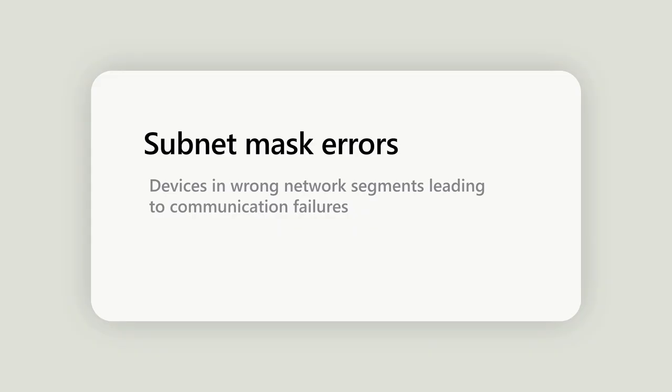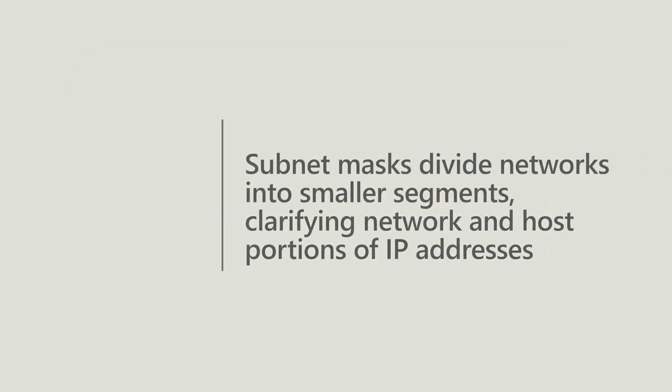Secondly, incorrect subnet masks can lead to devices being placed in the wrong network segments, causing communication failures. A subnet mask is a 32-bit number used in conjunction with IP addresses to divide a larger network into smaller subnetworks or subnets. It helps determine which part of an IP address represents the network identifier and which part represents the host identifier within that network. It's important to configure subnet masks that match the network's design.